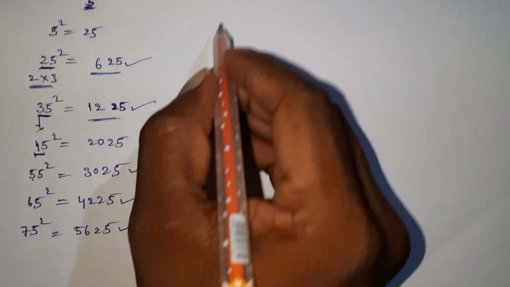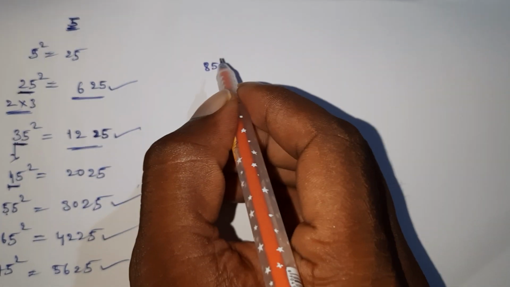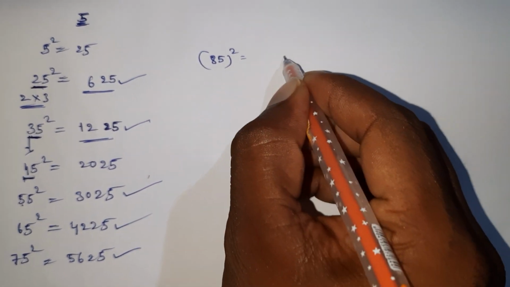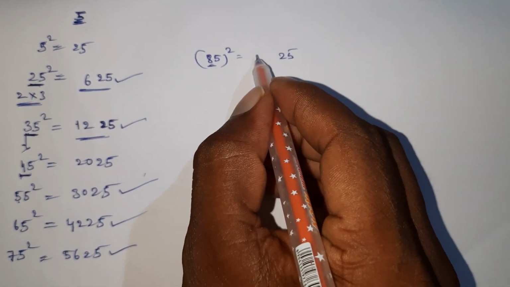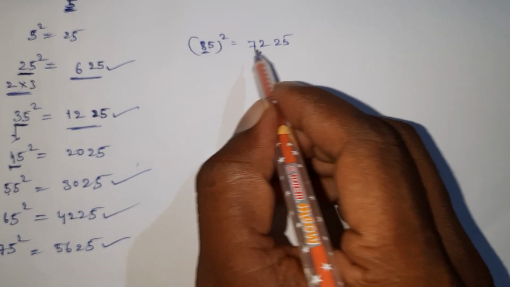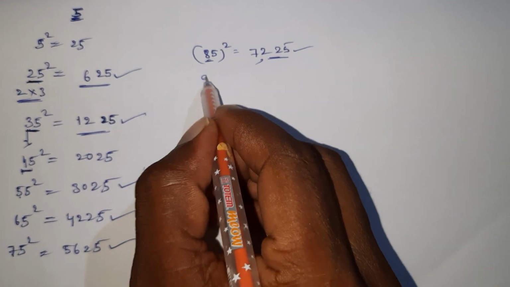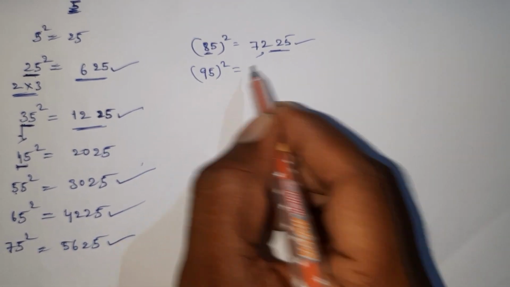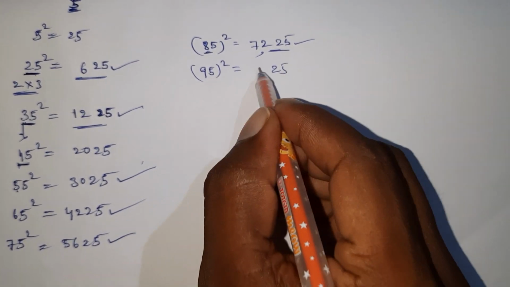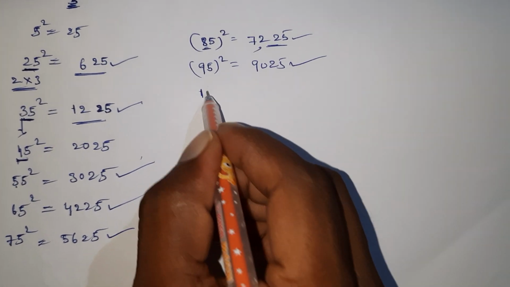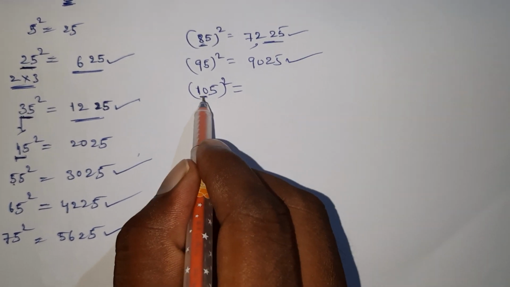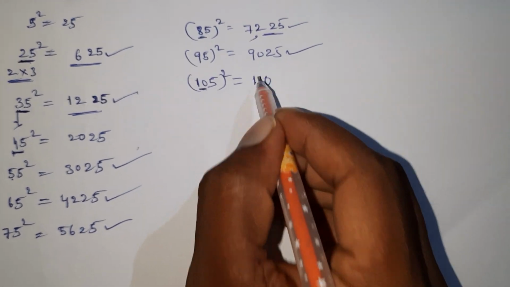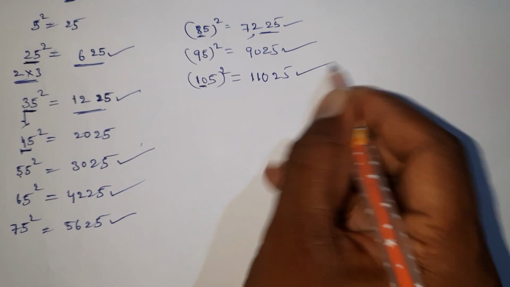85 square, 25, the tens place number 8 is there, 8's next number 9, 8 9s are 72, 7225 is the answer. And 95, 25, 9's next number 10, 9025 is the answer. 105 whole square. So now take 10, 10's next number 11, 10 into 11 is 110, and 25 common. This is your answer. Okay, so this is today's topic. Thank you.